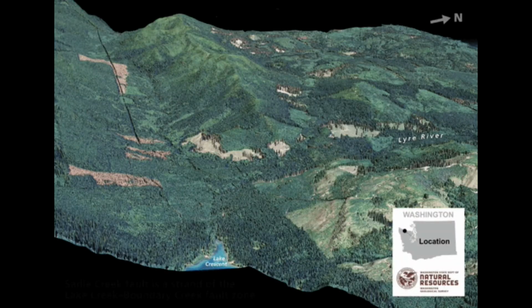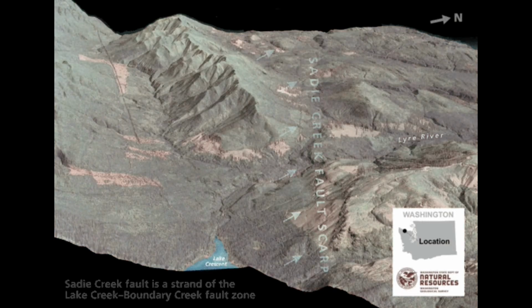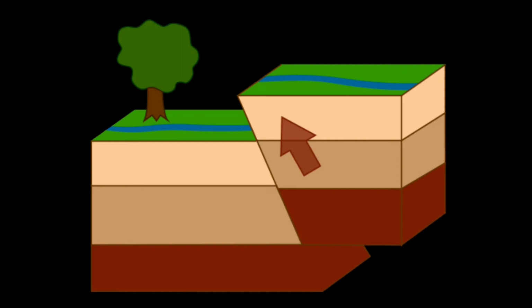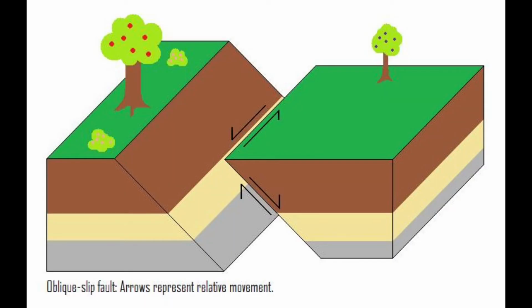Why do we study faults? We need to know where faults are and how they behave, because we only know a fault exists if it has produced an earthquake or it has left a recognizable mark on the Earth's surface. There are four types of faults: the normal faults, reverse faults, strike slip faults, and oblique faults.